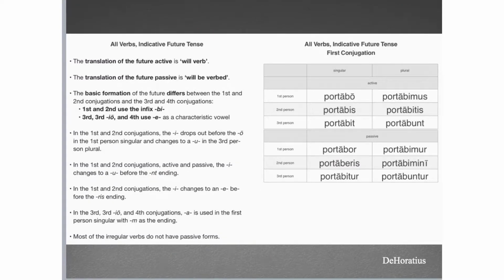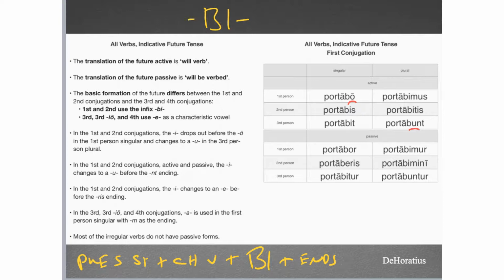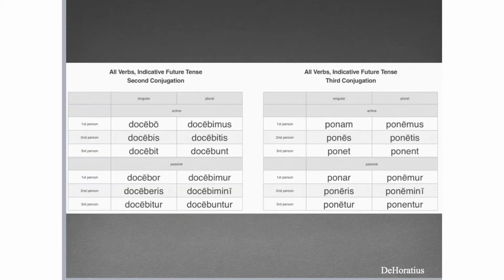Now, future gets a little more complicated. Again, you might remember that for first and second conjugation, it's present stem, plus characteristic vowel, plus BI, plus endings, with a few exceptions, like the first person singular and the third person plural. Otherwise, it is BI. For first and second, BI was your key. Now, that's going to change for third, third IO, and fourth.